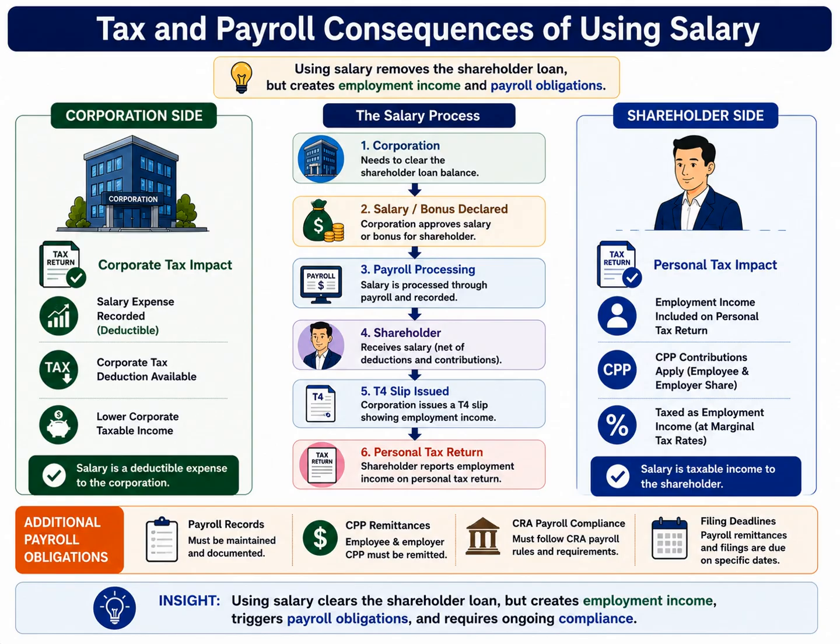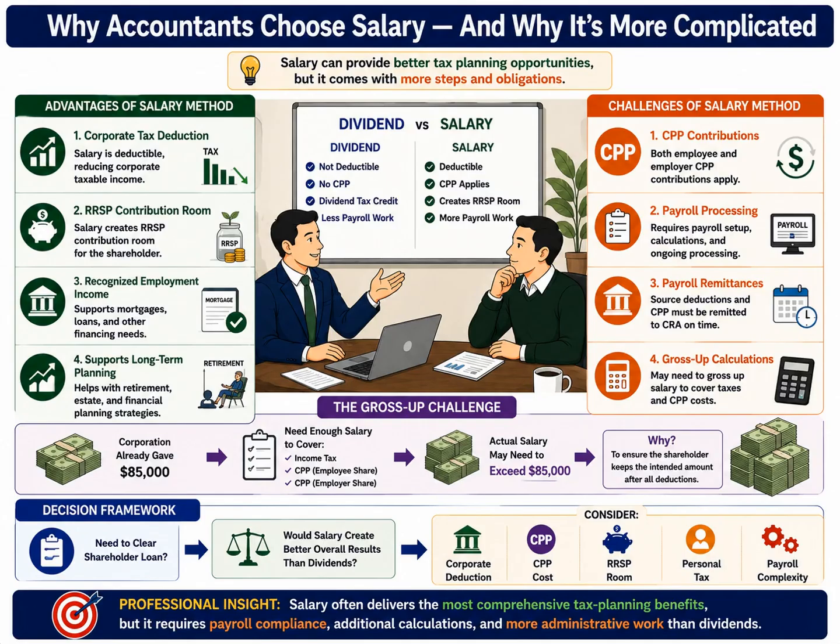The key takeaway is that salary provides valuable tax advantages because it creates a corporate tax deduction. But those advantages come with payroll obligations, CPP contributions, reporting requirements, and ongoing administrative responsibilities. Understanding both the benefits and the compliance requirements is essential when deciding whether salary is the right method for clearing a shareholder loan balance.